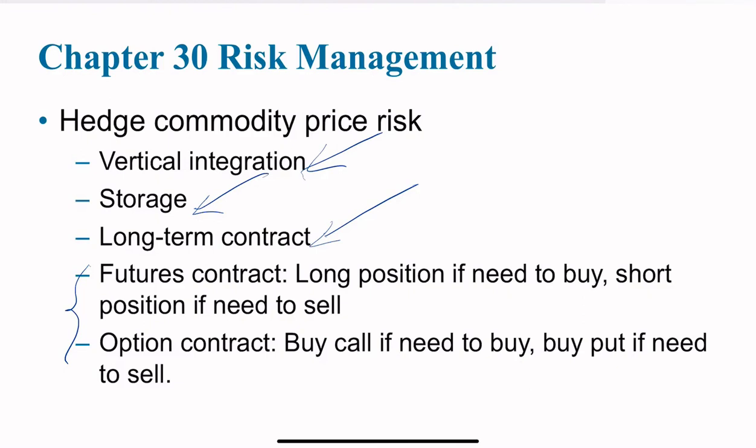And then options contract can also be used to hedge commodity price risk. If you want to buy something, then you should buy call option, because call option gives you the right to buy something at the fixed strike price, right? And if you want to sell something, you should buy a put option, because put option gives you the option to sell something at the strike price.